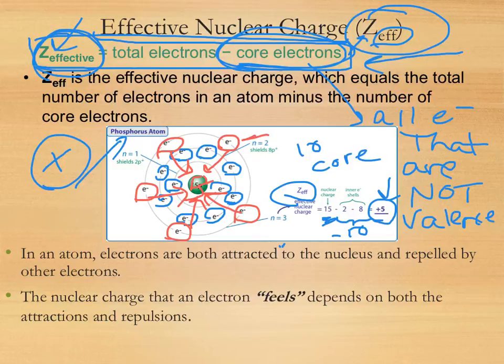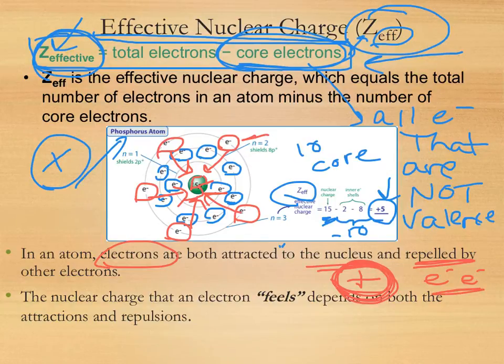Why do we care about effective nuclear charge? Well, what's holding the electron in an atom? It's its attraction to the positive protons in the nucleus, okay? And what's working against that attraction is the electron-electron repulsion from other electrons. So it's kind of a tug of war going on. And as long as the effective nuclear charge, the attractive charge, is larger than this electron-electron repulsion, that atom will be in a good energy state.